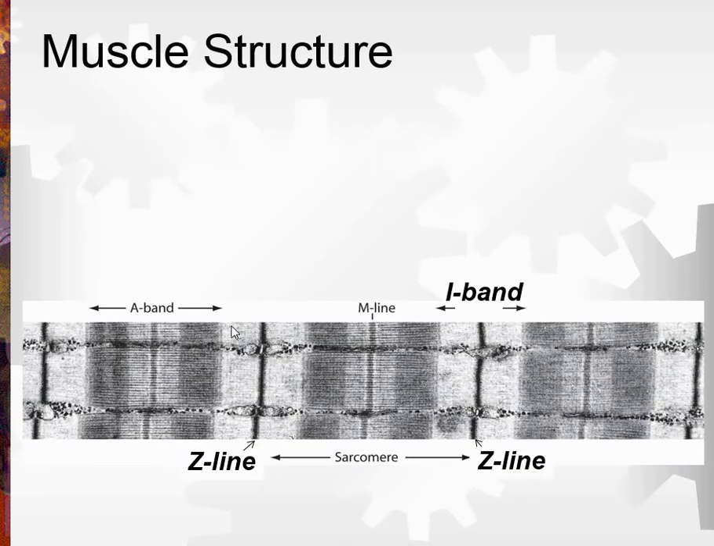Again, you get a feel for it. So here's a micrograph of some actual skeletal muscle, and you'll see here are Z lines, which you mentioned last time. So Z line to Z line is a sarcomere.